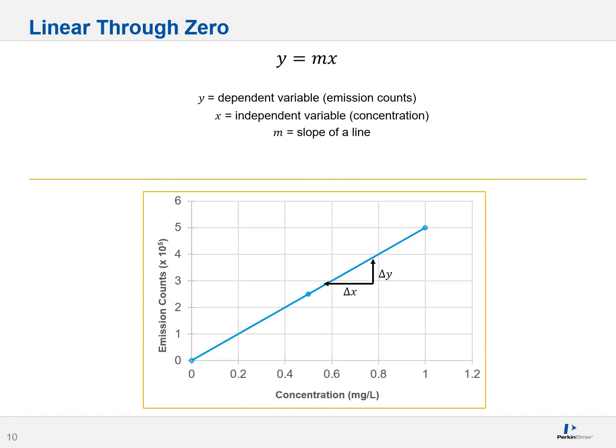Then you have the almighty linear through zero, which is represented by the equation y equals mx. Again, y is your dependent variable or your counts, x is your concentration, and m is the slope of the line, delta y over delta x. Linear through zero, as the name suggests, either forces or pivots around zero. You're really jamming a curve and pushing it through the zero point.